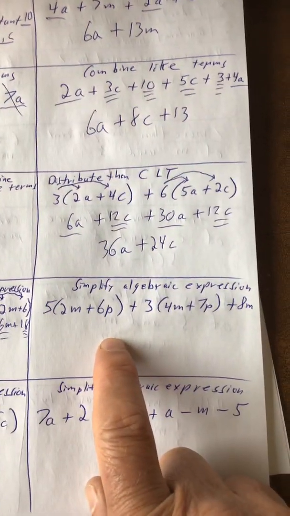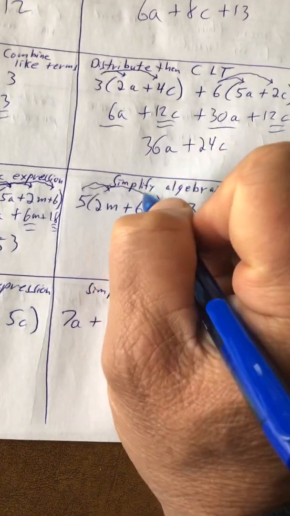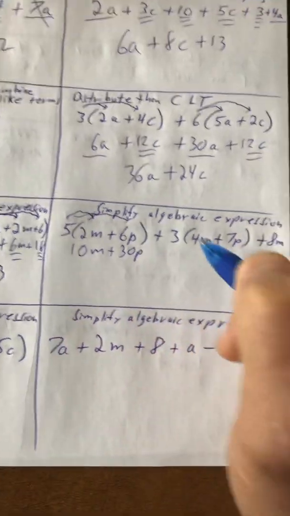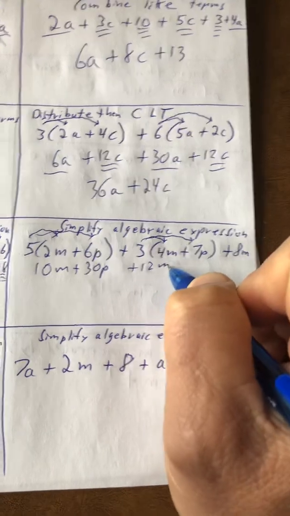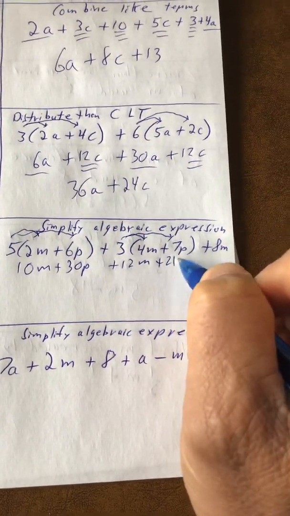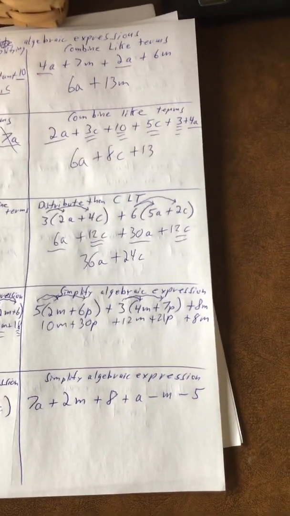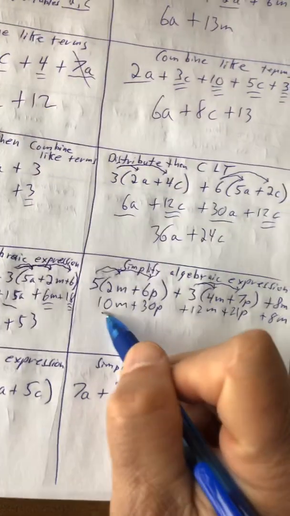Hope you got that. All right, so hit pause and do it. I'm going to get going. So I'm going to multiply each of these by 5. That's 10m plus 30p. I'm going to multiply each of these by 3. That's 12m plus 21p. And I'm just going to bring down my 8m. So I've distributed. Now I'm going to combine like terms. I'm going to look for my lowest letter in the alphabet. My m's come before p's.